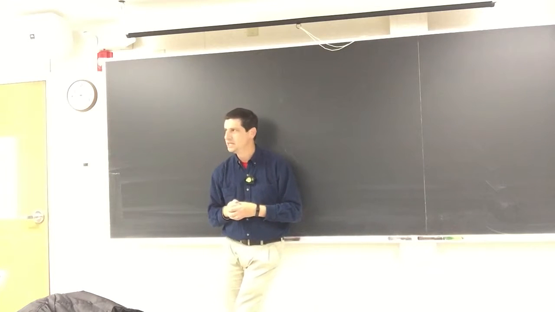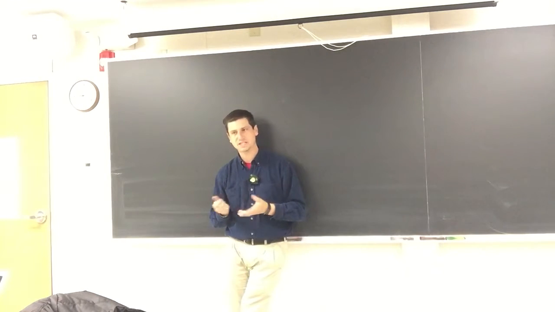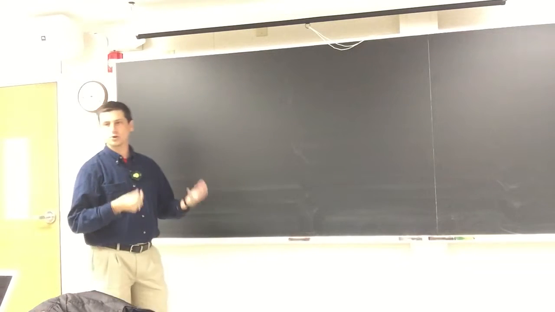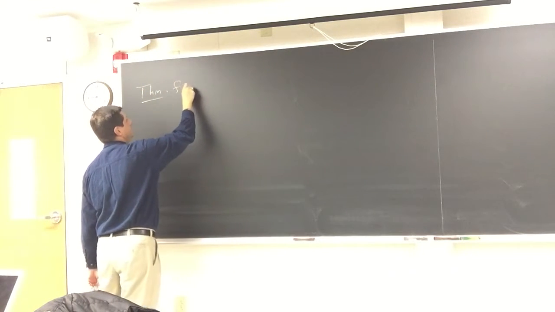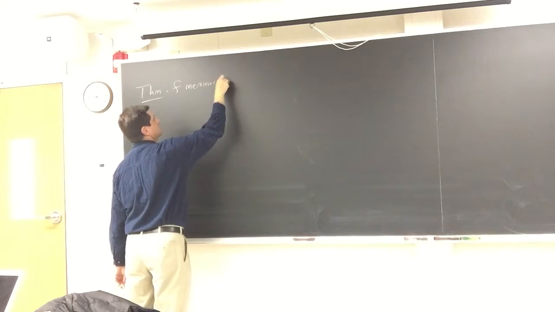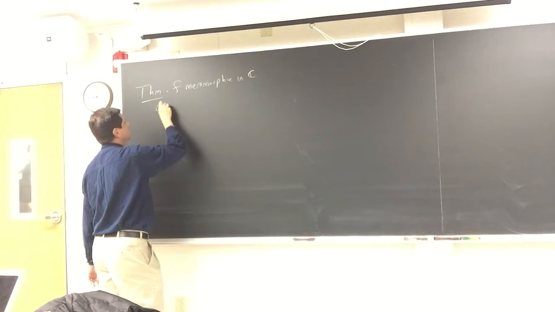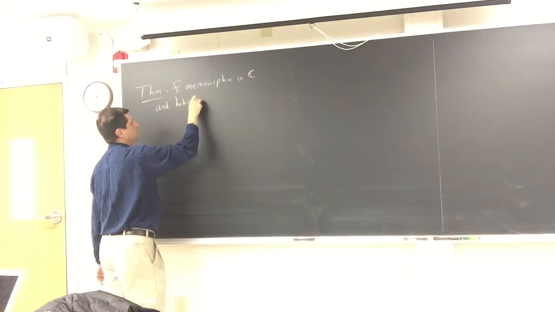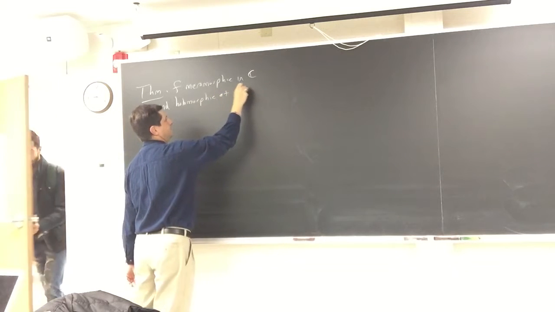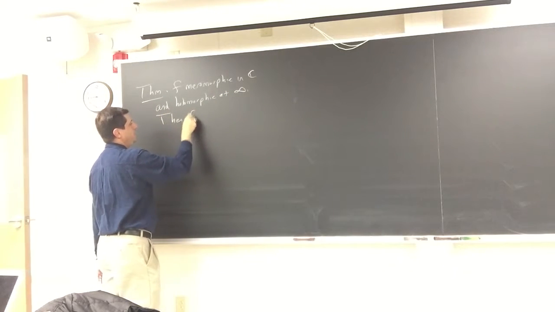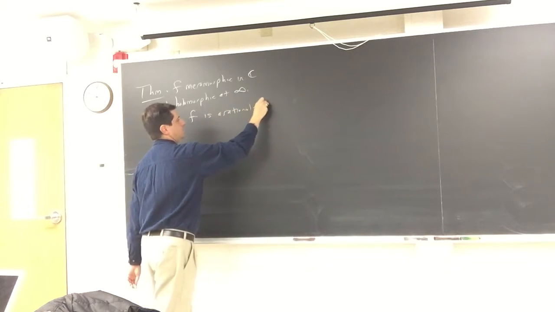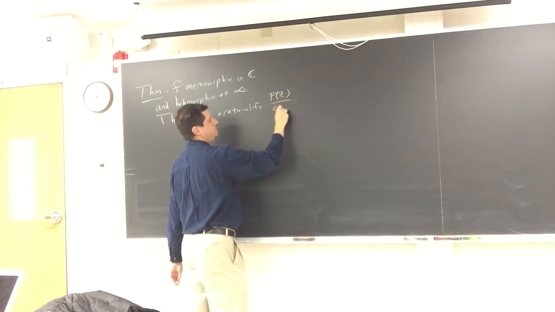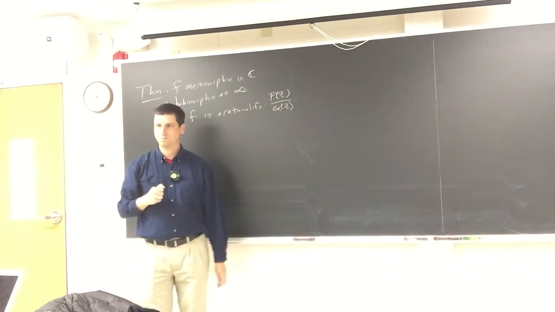I'm not sure if there's a mistake in the proof in the book or a slight omission. As we're going through this, I will tell you at what point I think we might need to add some small additional result. So we'll start with the theorem. Say f is meromorphic in C and holomorphic at infinity. Then f is a rational function. That means we can write it as P of z over Q of z, and P and Q are polynomials.